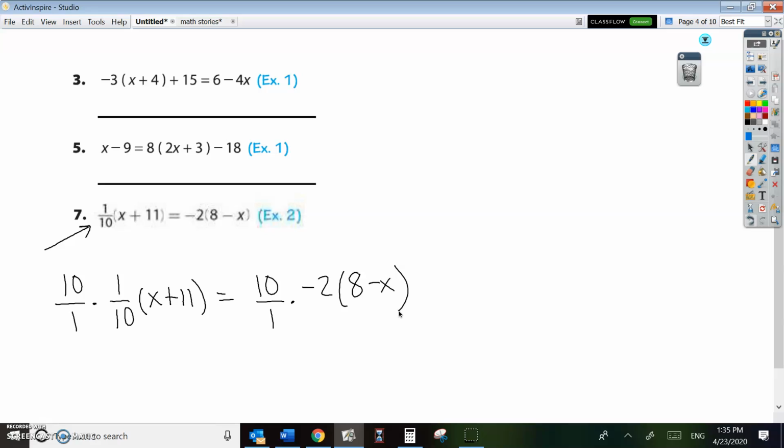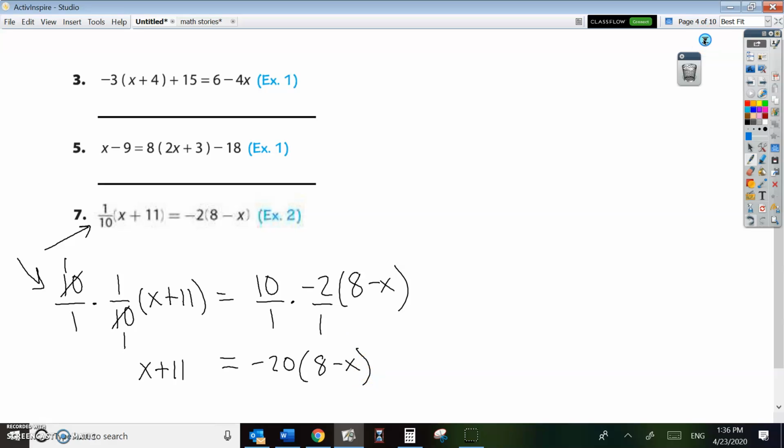Now, let's turn this negative 2 over 1 into a fraction so it looks like the 10 over 1 fraction. These 10s will cross cancel and you'll be left with 1 here and 1 there. And then 1 times 1 is 1. So all of this work here, it is canceled. It's gone away. You don't have to do anything with it. So you have x plus 11 equals, and now do 10 minus negative 2 to get negative 20. And then do 8 minus x.